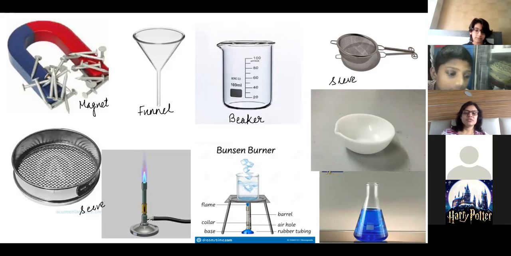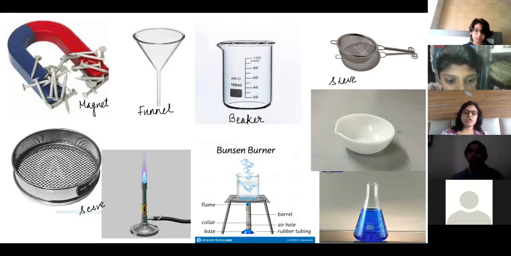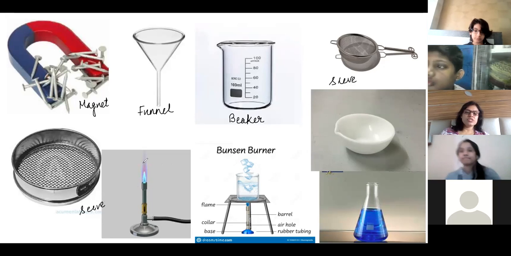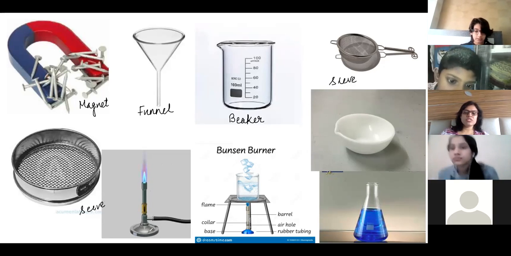Okay, this is called a Bunsen burner. Now, whenever we have to heat something, we use a Bunsen burner. You can see over here when you are using a Bunsen burner, the flame is coming out. The whole thing is called a Bunsen burner.